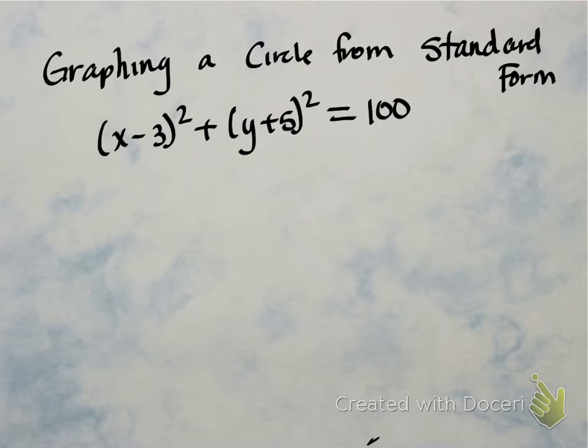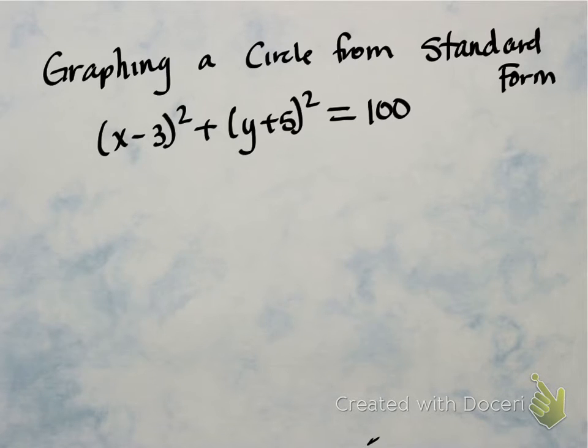All right, in our last video, we looked at circles and how to pull the information away from the standard form and find the center, find the radius. Now what we're going to do is take that same information off the standard form of the circle, and we're actually going to use a graph to graph that circle.